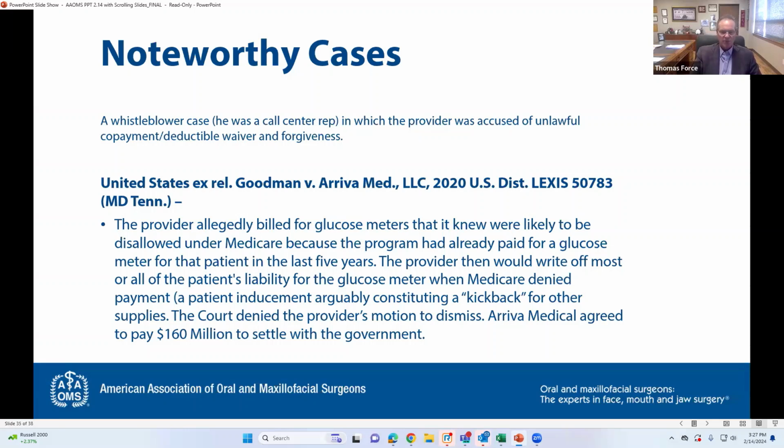The court denied the provider's motion to dismiss. Arriva Medical agreed to pay $160 million to settle their claims with the government. Wow.